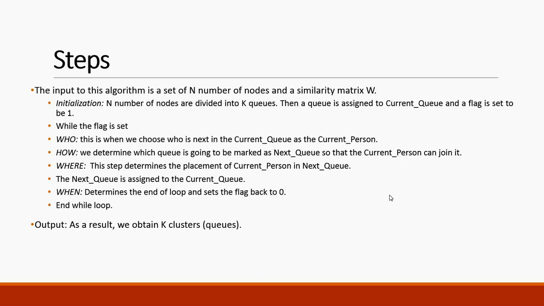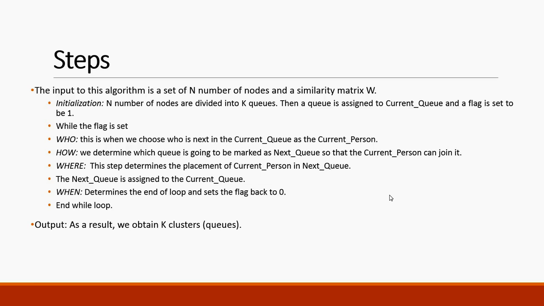What are the various steps of self-organizing queue-based clustering? The input to this algorithm is a set of n nodes and the similarity matrix W. We begin by initializing. N nodes are divided into k queues. Then a queue is assigned to the current queue and a flag is set to 1. While the flag is set, we decide who, how, where, and when the next queue will take place. So this is used to choose who is the next current person in the current queue.